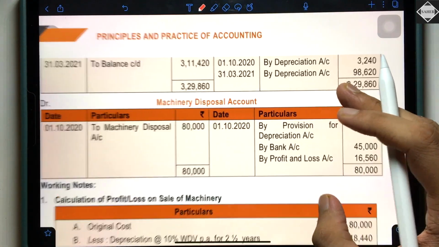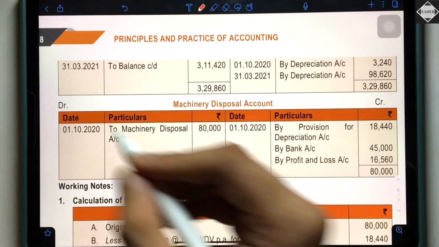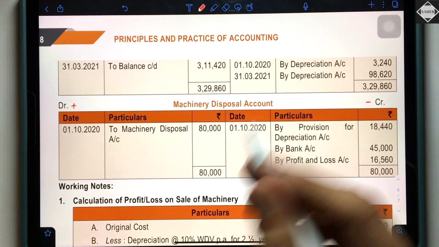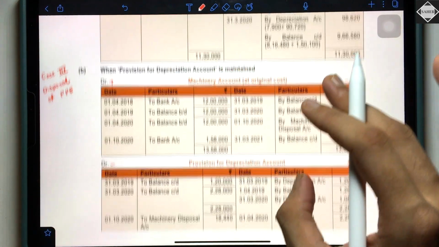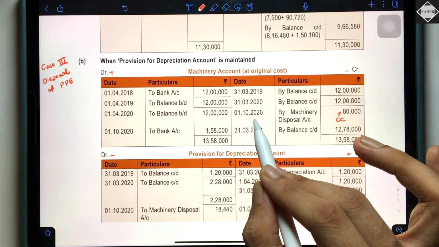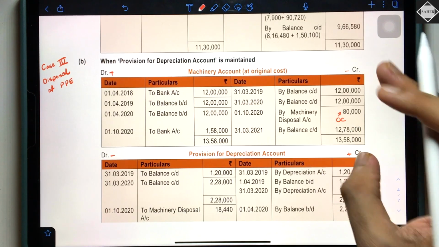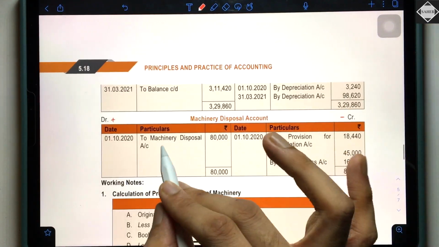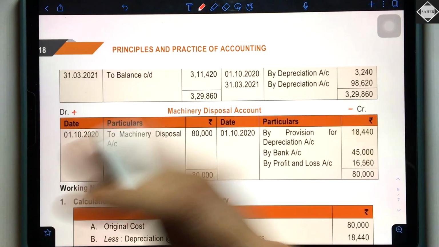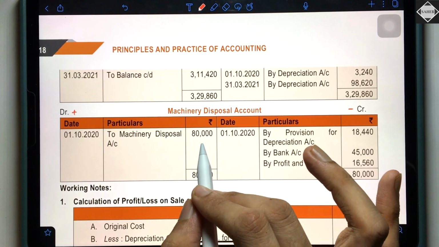Now you have to see machinery disposal account. What will be happening in machinery disposal? Simple and straightforward. This account came into existence with a debit, right? When you transferred the asset over here, isn't it? That's what happens now. The asset was transferred over here on 1st October 2020. Here see, by machinery disposal of how much? Of 80,000. So this 80,000 has flown into asset disposal on the opposite side. It's always cross posting. It's really simple ledger accounts. Just do cross posting, you will be good to go. So to machinery disposal 80,000, it will come over here.